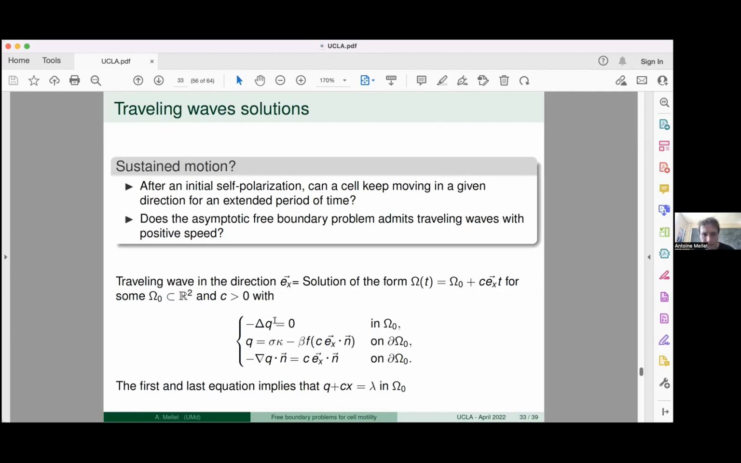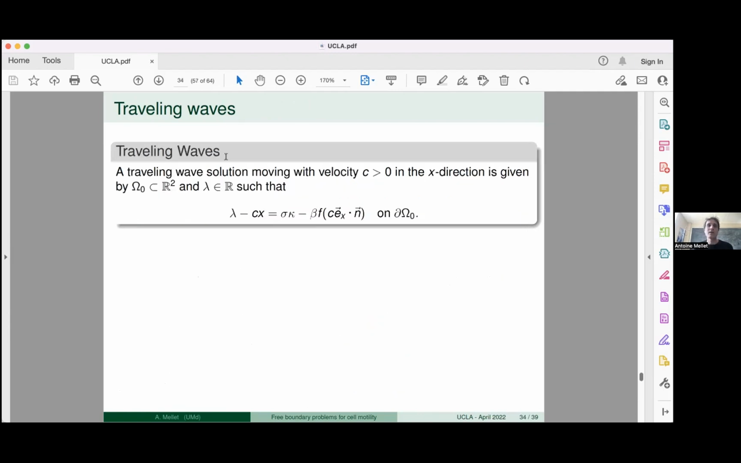And you see immediately that the first and last equation together, right, harmonic plus this Neumann condition, tells you that Q plus Cx is constant inside the Omega 0. So we call this constant lambda. And now you put this Q plus Cx equal lambda into the boundary condition here, right? And what you find is that a traveling wave must be a solution of this problem, right?